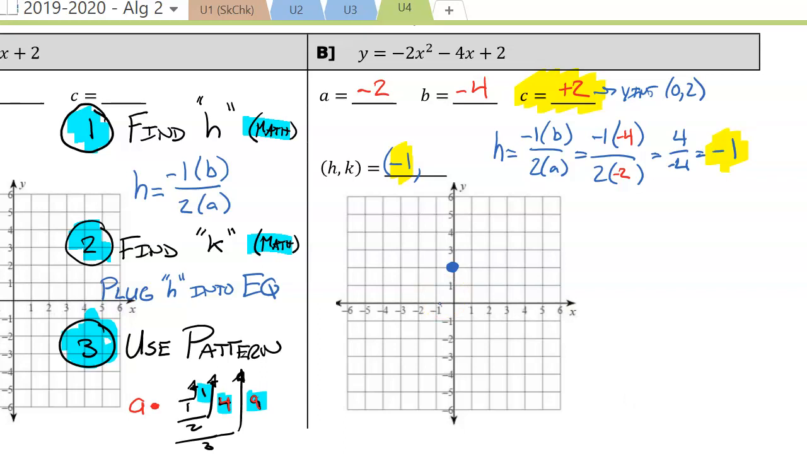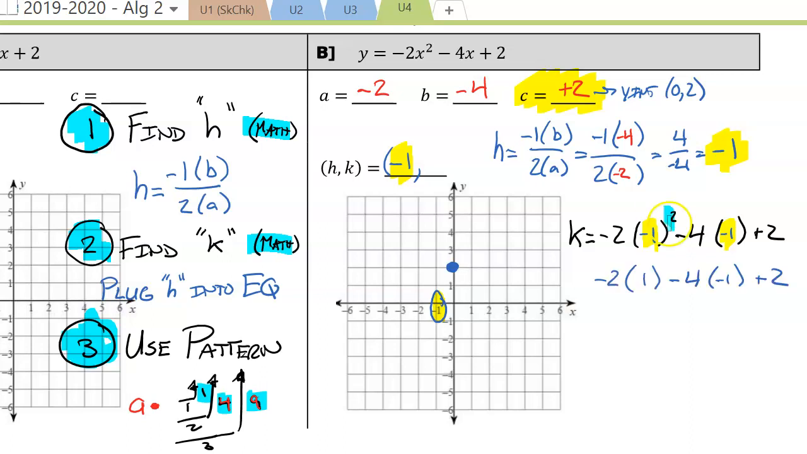Now what that means is we know that our vertex falls at -1 somewhere. We don't know where exactly, so we need to figure out the k value. So we're going to plug h, which is -1, into our original equation, and we're going to simplify. Using order of operations, we do our exponents first, so -1 squared is 1. We're then going to do multiplication, and then addition and subtraction all the way across, giving us a k value of 4, meaning our vertex is at -1, 4.